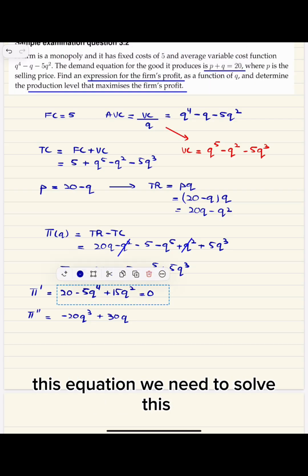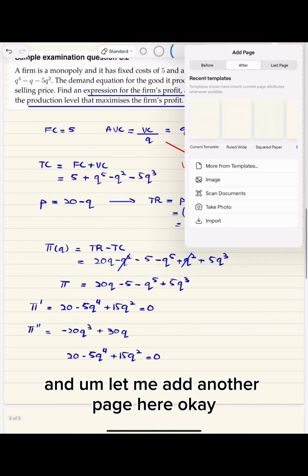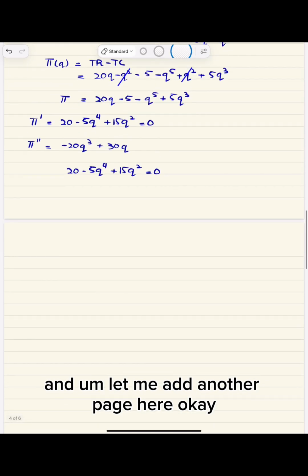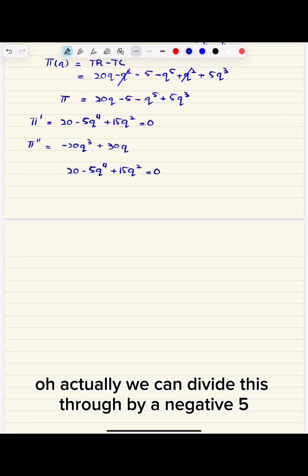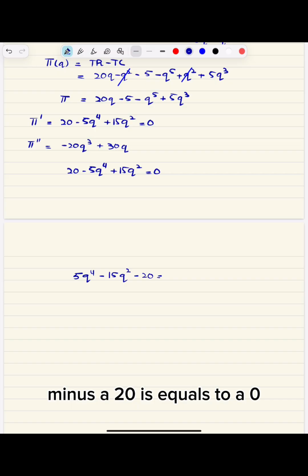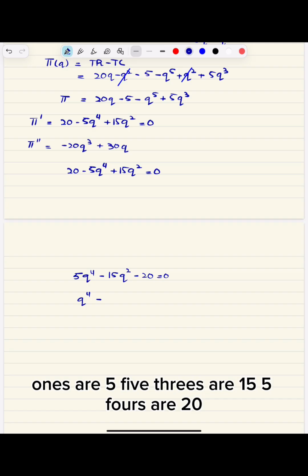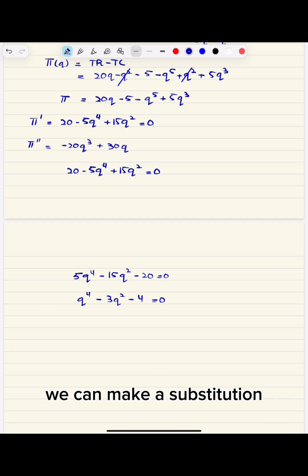We need to solve this, and let me add another page here. Okay, so we can divide this through by 5. First, let's write it like this: 5q^4 - 15q^2 - 20 = 0. Dividing through by 5 will give us 1, 3, 4: 5 ones are 5, 5 threes are 15, 5 fours are 20. We can make a substitution.